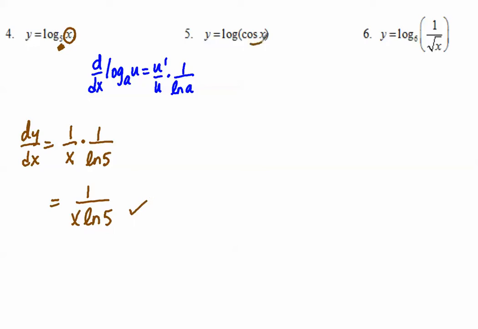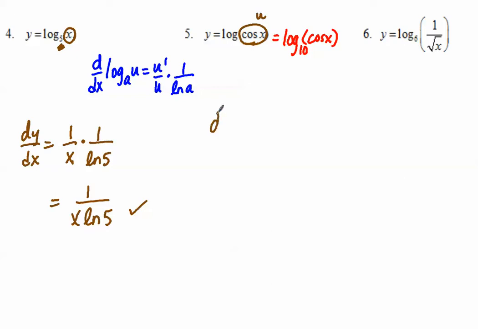In this one, the u is actually more than just x, so I want to think of my chain rule. And be careful because when you don't see the base, it's base 10. This is equivalent to saying log base 10 of cosine x. Anytime you don't see a base, it's base 10, unless it says ln, then it's base e.